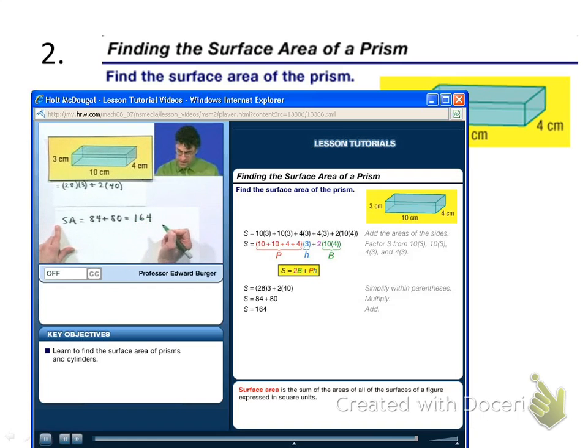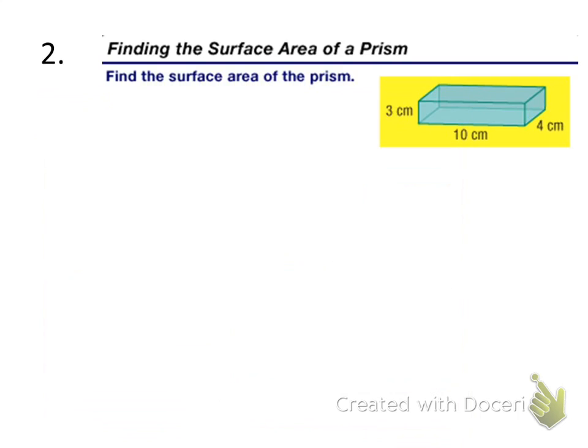164. Now, what are my units? Okay, so he's going to put units down. So the units are centimeters squared. Excellent, Jack. If Mrs. McCown was doing this now, I would just start with my formula.